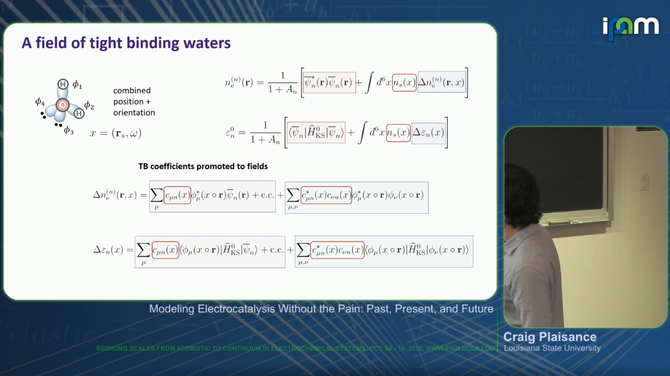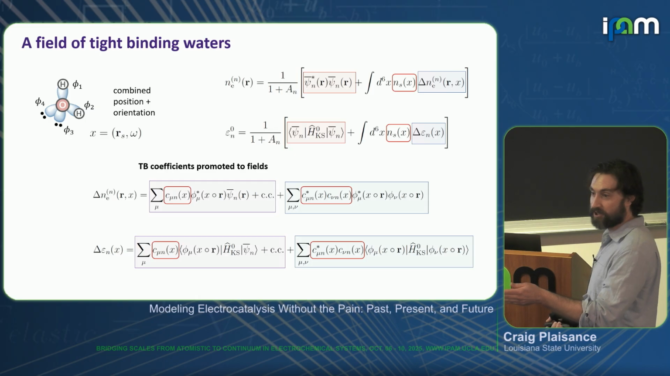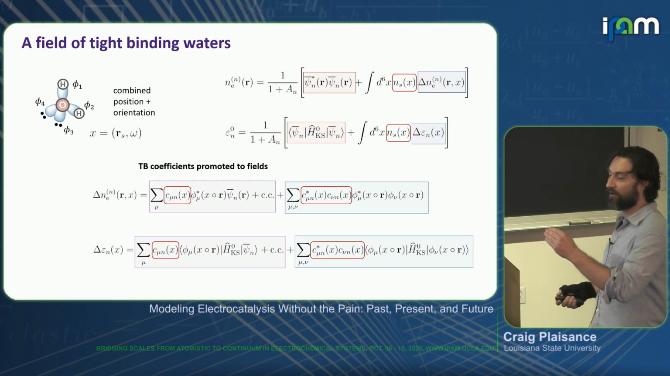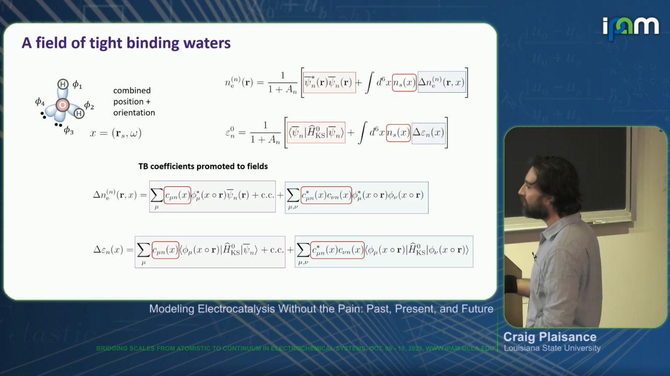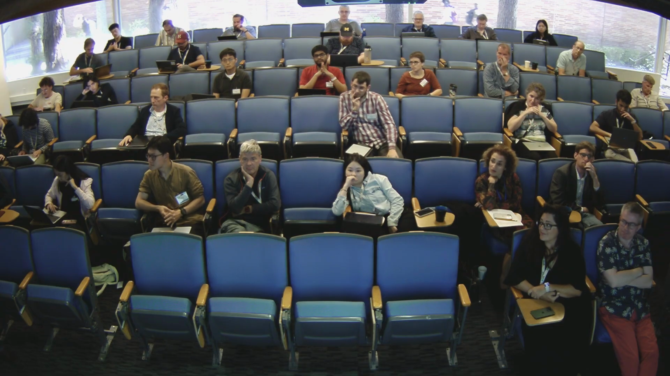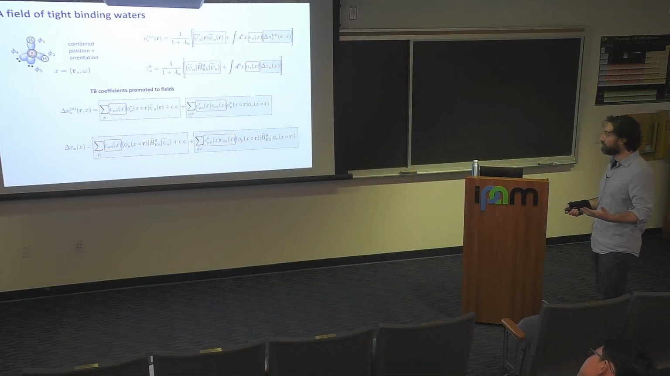The other thing we do is that these tight binding coefficients now depend on position and orientation. So we have to solve for one at every point in space for every orientation. So now these tight binding coefficients are also fields.